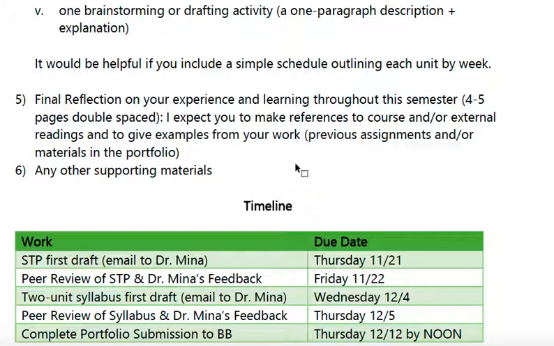Okay, and then if you have any other supporting materials, if you have an email from your lead instructor, if you have something from a student, if you have something from the Learning Center, anything that supports, and again, think about this as a building block for your teaching portfolio in the future, feel free to add these materials.